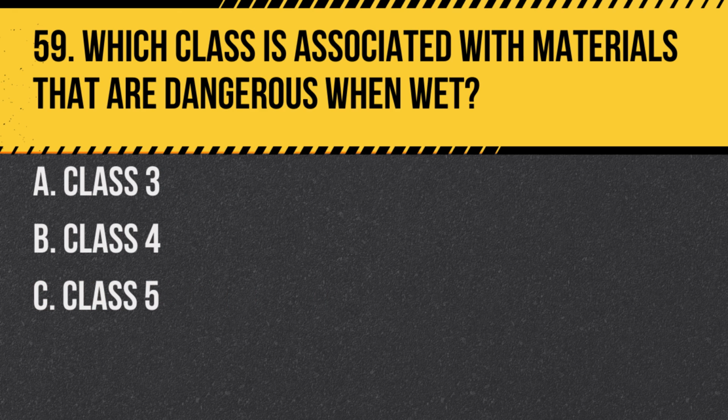Question 59. Which class is associated with materials that are dangerous when wet? A. Class 3. B. Class 4. C. Class 5. Answer: B. Class 4. Materials that are dangerous when wet fall under Class 4.